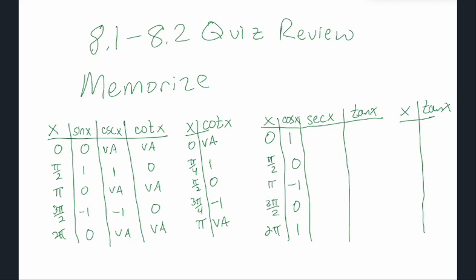Now, the secant and the tangent both have cosine denominators. So every place that the cosine is 0, the secant and the tangent have a vertical asymptote. So let's put those on there. Now remember, the secant's the nice one. Every place that the cosine is 1, the secant is 1. Every place that the cosine is -1, the secant is -1. So we get these for free.